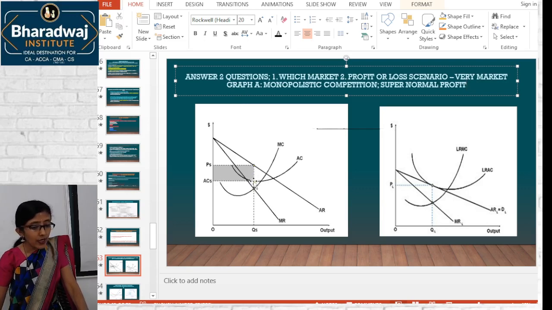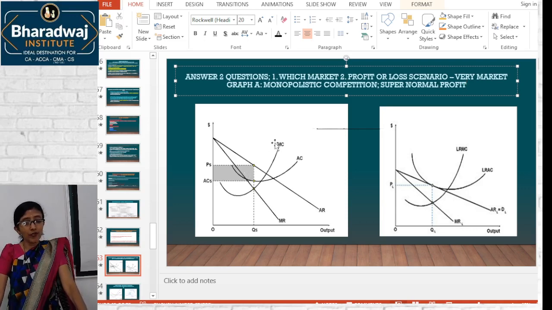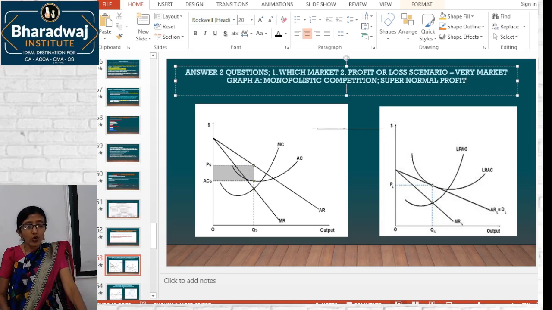This is the AC point. The difference between gives you profit per unit of output, and totally the profit will be this shaded area in the graph, which is supernormal profit. Are you clear? So what is the answer for the graph 1? Monopolistic competition, supernormal profit. Go for graph 2.